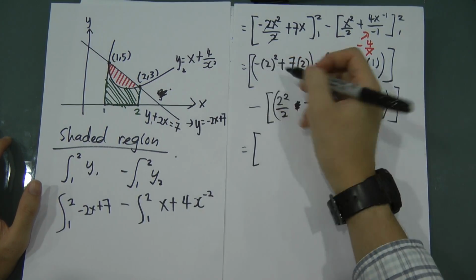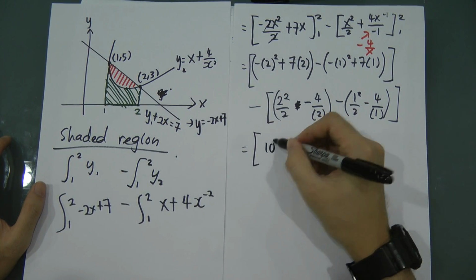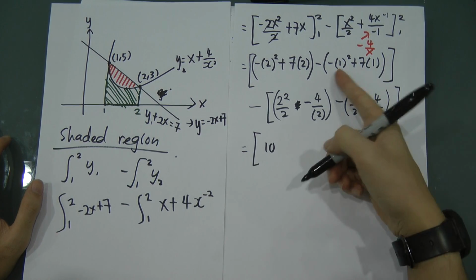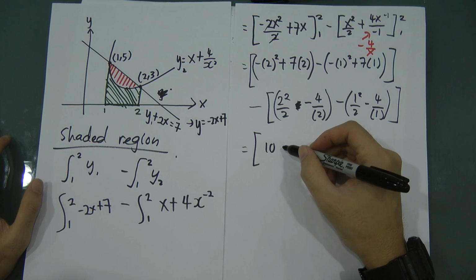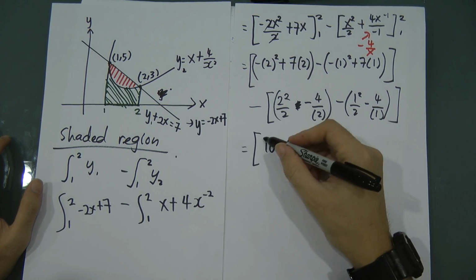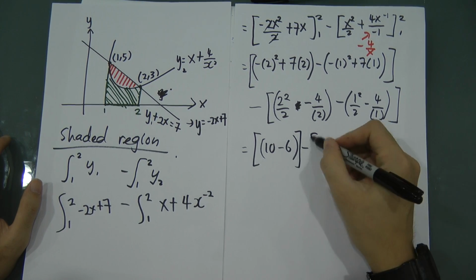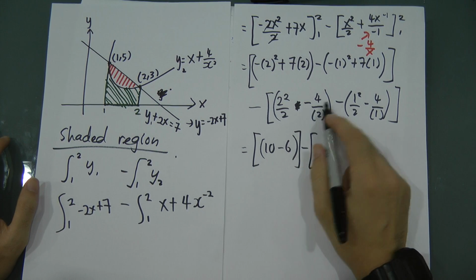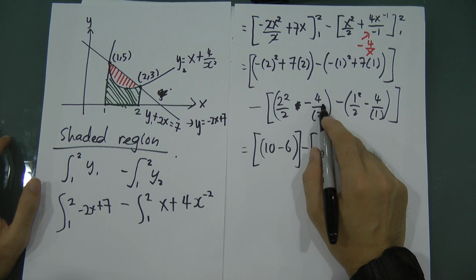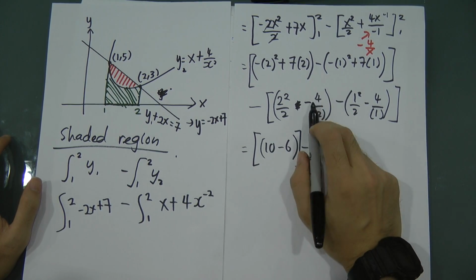This one should be simple. Negative 4 plus 14, so here I will get 10. Okay, minus this one, negative 1 plus 7 is minus 6. Okay, and then we minus this one. This one is actually 4 over 2, which is 2. 2 minus 2, this is 0. Okay, 4 over 2. Alright, this is 0.